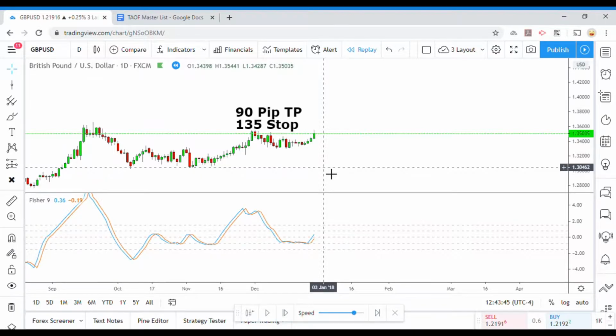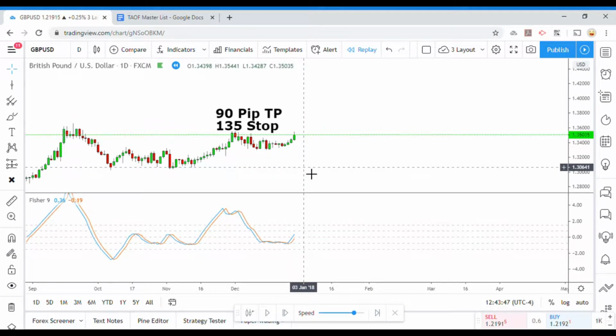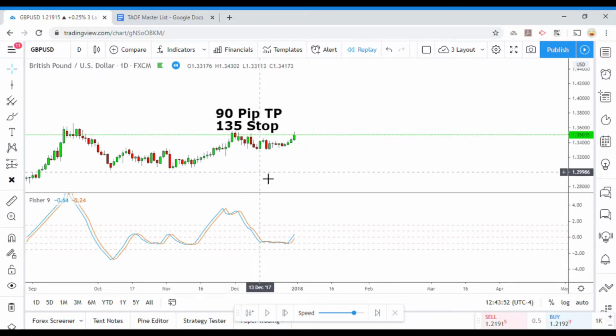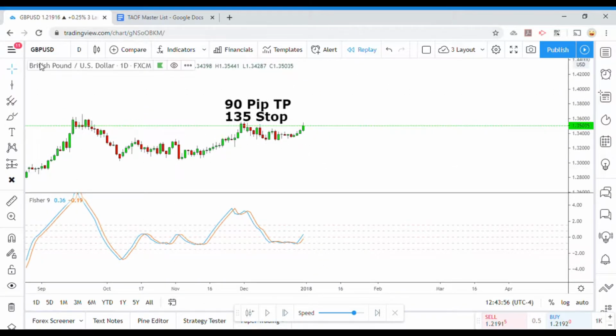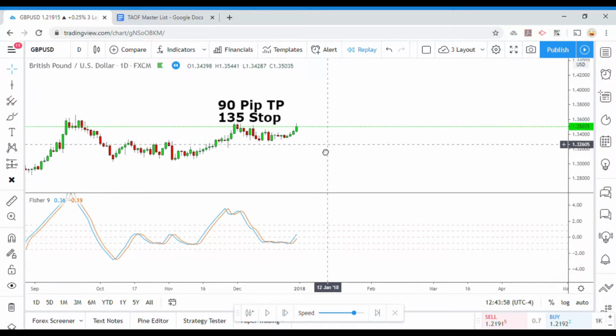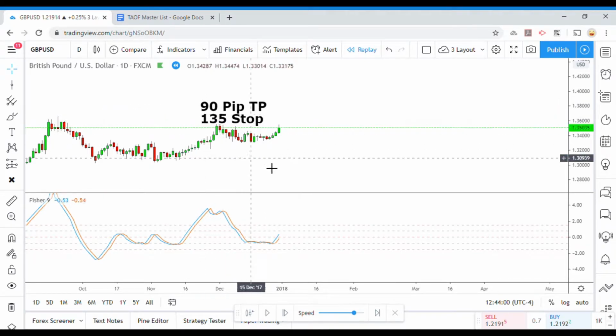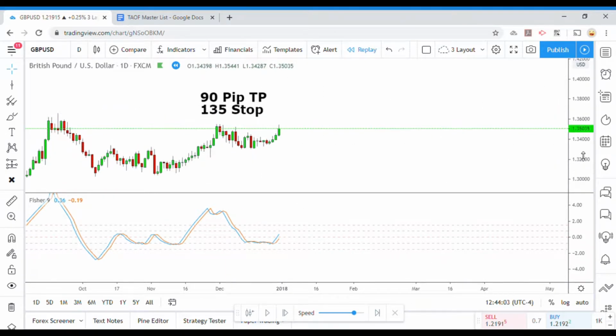Alright, now that we got that out of the way, like I said, we will be testing an indicator called the Fisher transform. We are on a random pair. Like usual, we have the take profit and the stop set according to the ATR.